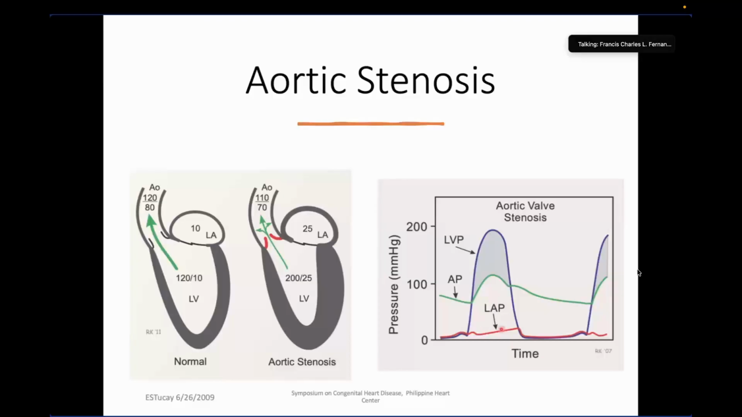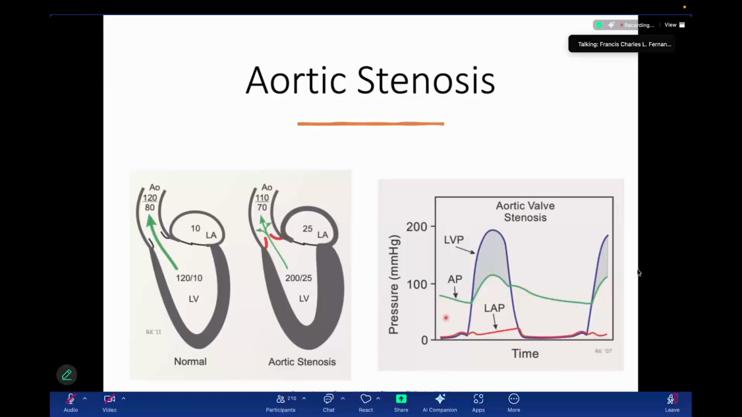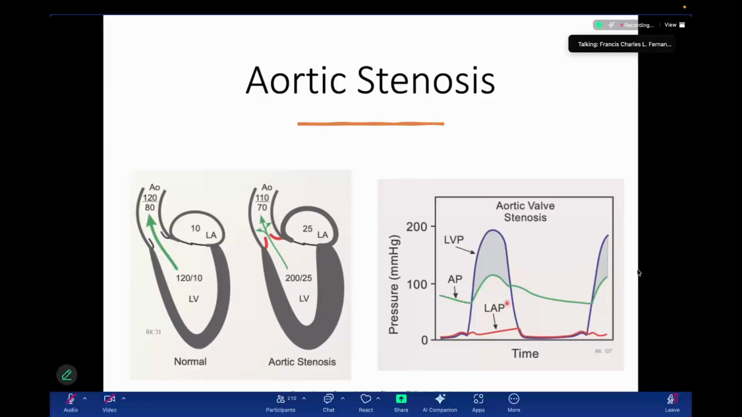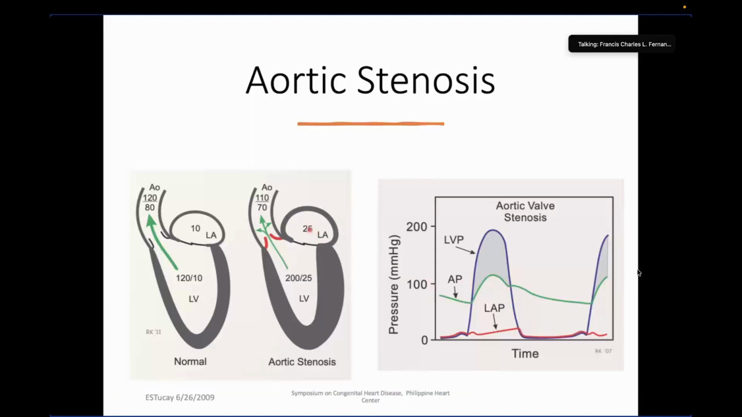The red line here is the left atrial pressure. So this is basically high already. This is the diastole, no? This is the beginning of diastole. This is the end of diastole. So basically, the elevated left atrial pressure conversely becomes the diastolic pressure when the valve opens.